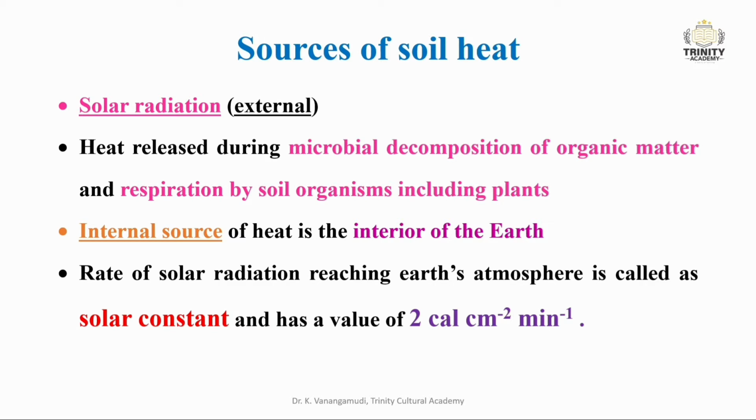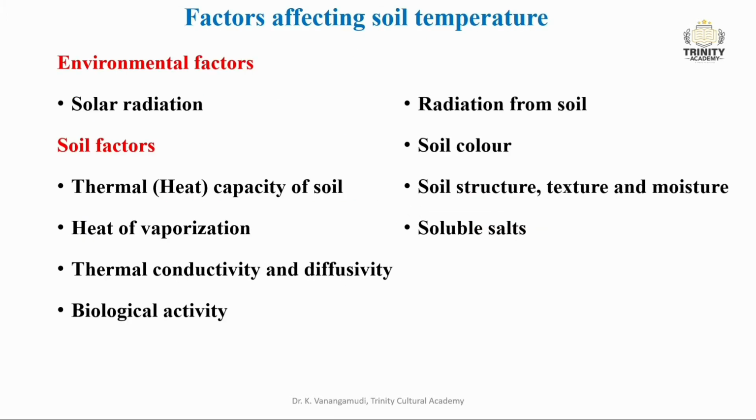What do you mean by solar constant? The rate of solar radiation reaching Earth's atmosphere is the solar constant, and the value is 2 calories per centimeter square per minute. Let me now talk about the factors that are affecting soil temperature. The first factor is environmental factors. Annual soil temperature is always 1 degree Celsius higher than annual air temperature. Heat received from the sun is about 2 calories per centimeter square per minute. Heat transmission depends upon the incident radiation, latitude, season, time of the day, and direction of slope.